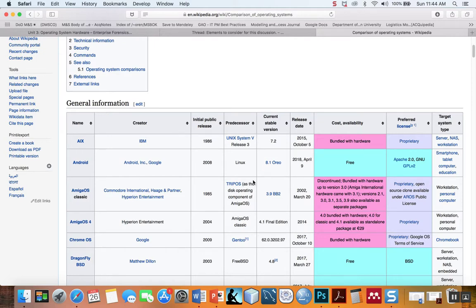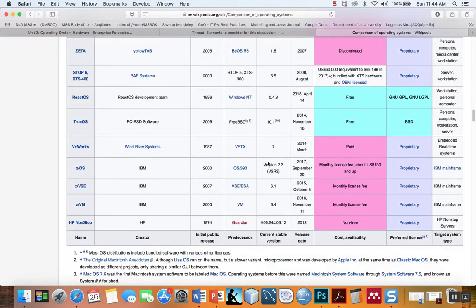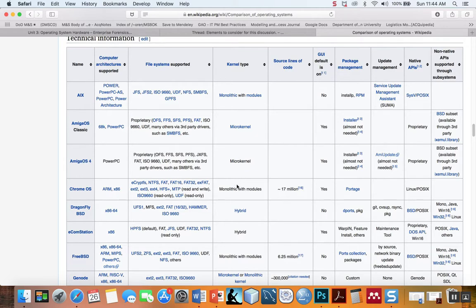All right, so you can work a little bit of that in, and then if you keep scrolling down, the next table is going to talk more about some of the technical implementations, the differences between the operating systems. It's going to talk about the architecture that it supports, whether it's PowerPC, Mac, or Unix SPARC based. It talks about the file system.